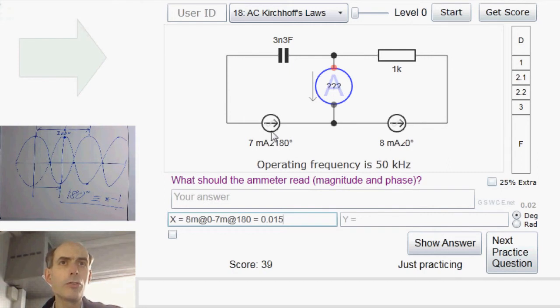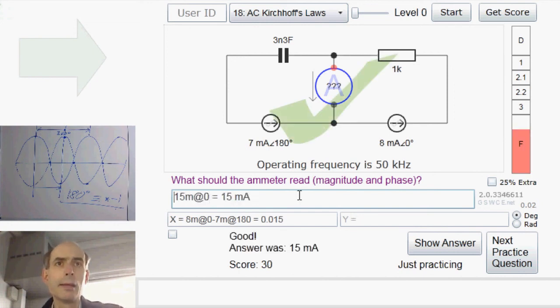Or we could just note that 7 milliamps at 180 degrees is minus 7 milliamps at 0 degrees, using the fact that a phase shift of 180 degrees is equivalent to multiplying by minus 1. So that's actually 7 milliamps at 0 degrees going this way, right to left. And in that case, I could say, well, the unknown current here must be the 7 milliamps at 0 degrees going this way, plus the 8 milliamps at 0 degrees going that way. The answer, therefore, must be 15 milliamps at 0 degrees. It takes a little bit of getting used to, but hopefully not too bad.